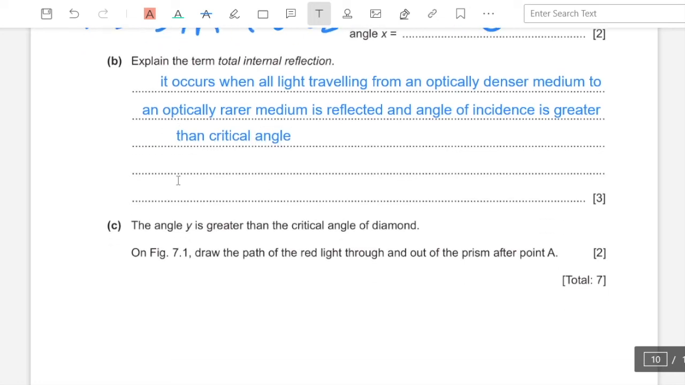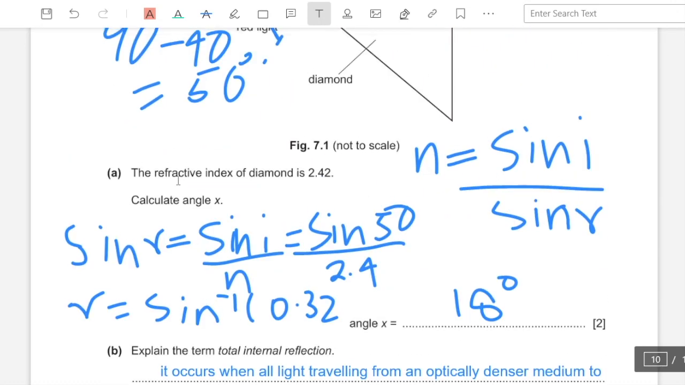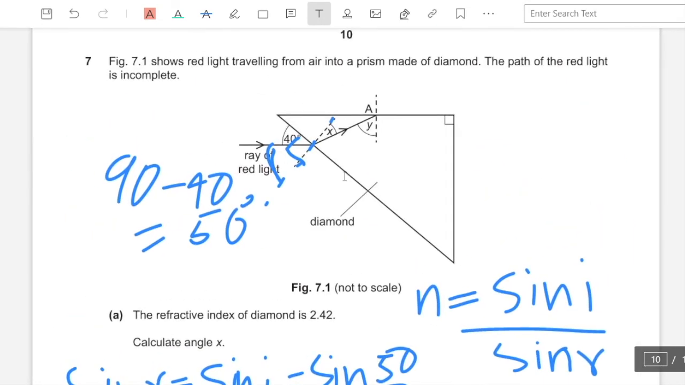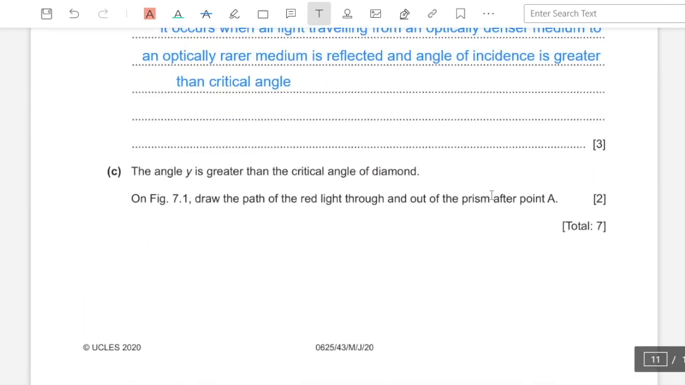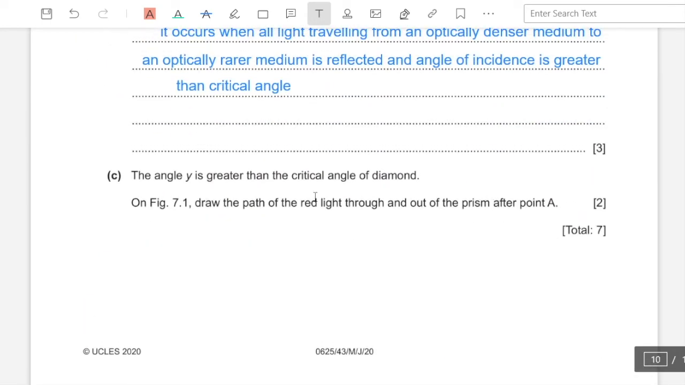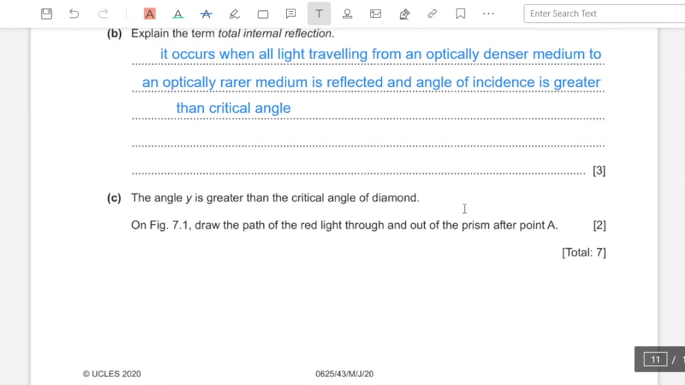C. The angle y is greater than the critical angle of the diamond. Since y is greater than the critical angle, that means the light over here is going to be reflected, as total internal reflection would occur. On figure 7.1, draw the path of the red light through and out of the prism after A.